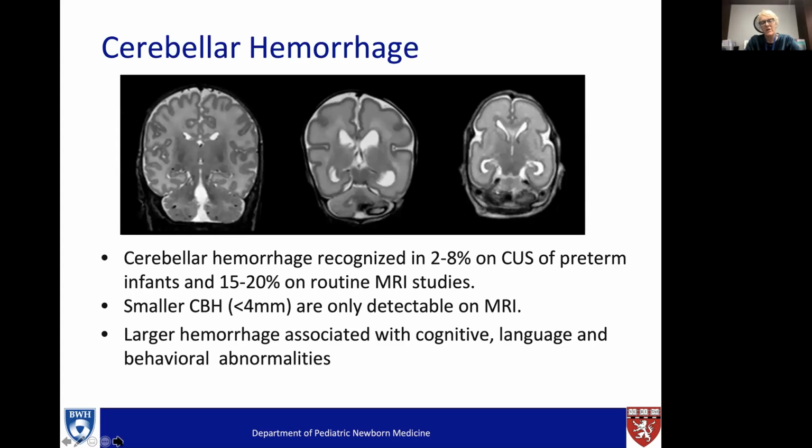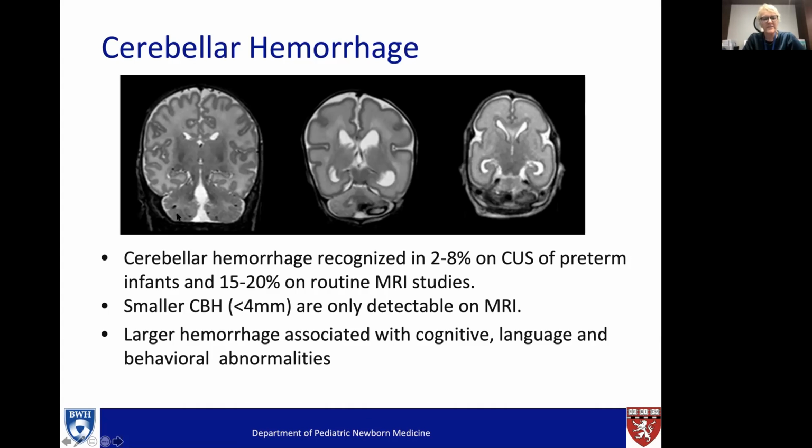Cerebellar hemorrhages are often unrecognized. In cranial ultrasound studies that have been carefully done with good cerebellar views, around 2 to 8% of preterm infants are said to have them. But when it's compared to MRI, in our very preterm infant, below 1,500 grams, the incidence is much higher at around 15 to 20%. Smaller cerebellar hemorrhages, such as you see in this MR here on the far left, are often only seen on MRI.